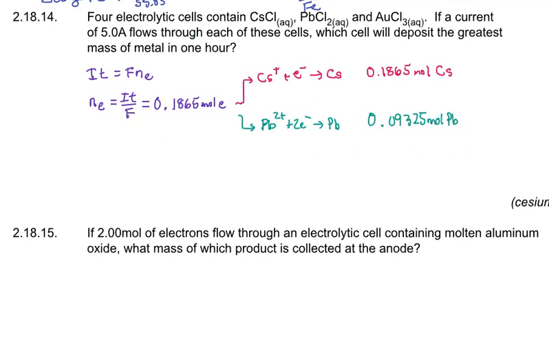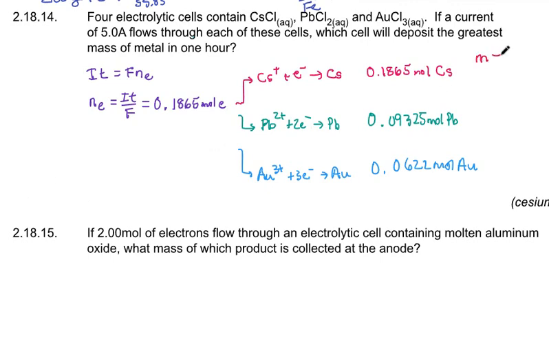And, last one, gold. The gold ions are +3, so we're taking Au3+ plus 3 electrons and producing gold from them. We're making 1 gold for every 3 electrons, so 0.1865 divided by 3, or times 1/3, means we're going to get 0.0622 moles of gold. Well, moles are great, but they actually wanted masses, so we have one more step to do here.